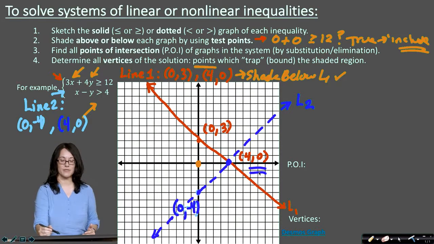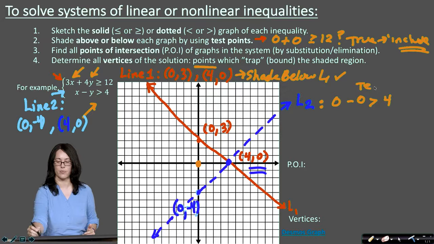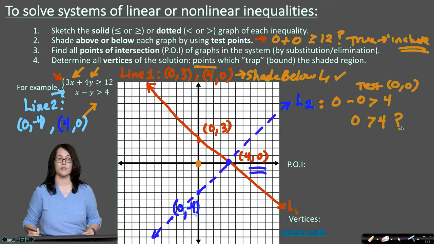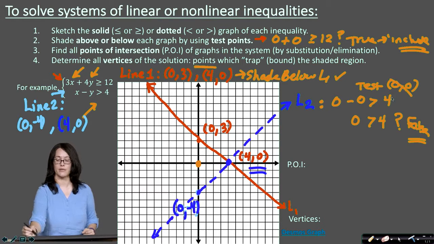So if I put 0, 0 into line 2's inequality, we would be noticing here that for line 2, I would have 0 minus 0 is greater than 4 when I test the point 0, 0 in line 2. That would be saying then that 0 has to be bigger than 4. Now, is that true or false? Is the number 0 bigger than the number 4? No, that's not true. That's false. So if you get something false, that means we do not include the point 0, 0.